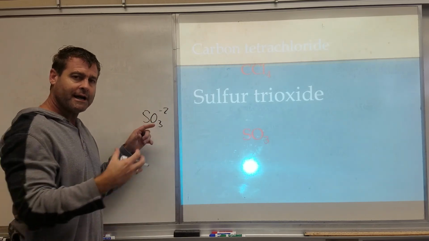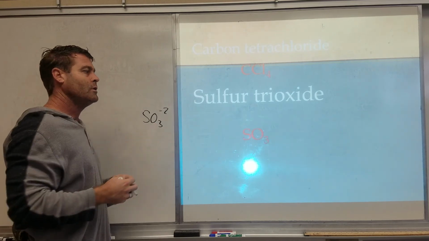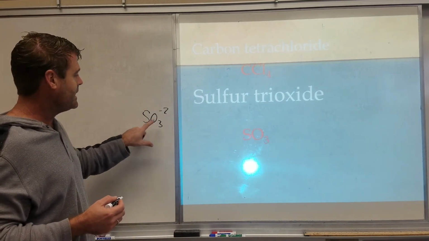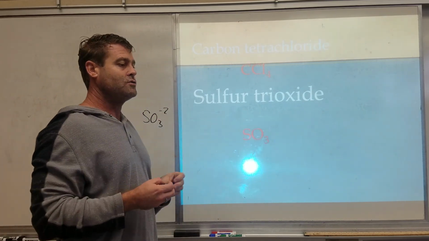You remember the polyatomic ions always combine either with a metal or with hydrogen. So that's kind of the difference. So this is sulfite, a polyatomic ion. So it has a charge. And this is sulfur trioxide, a neutral compound.